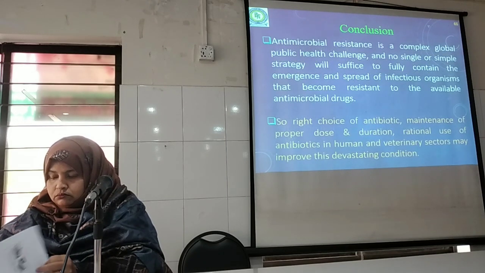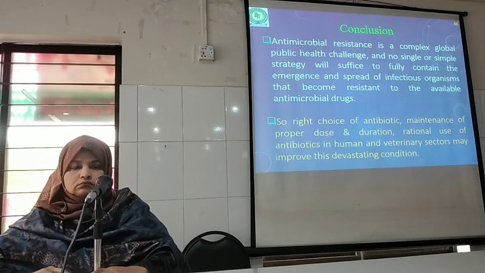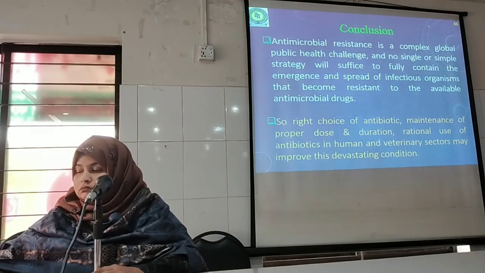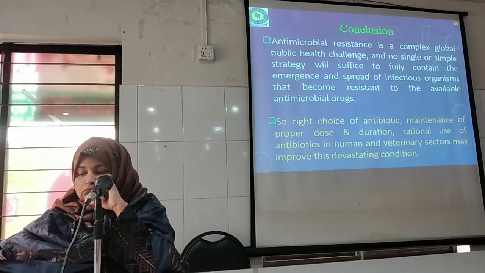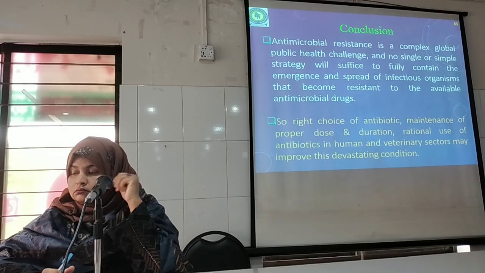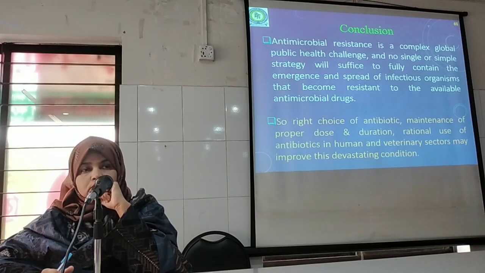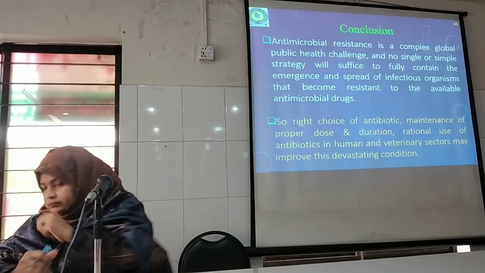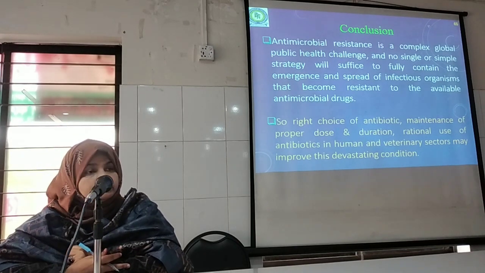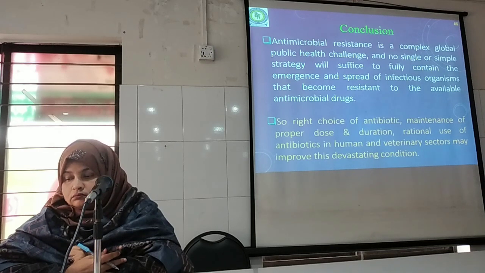Now conclusion. Antimicrobial resistance is a complex global public health challenge, and no single or simple strategy will suffice to contain the emergence and spread of infectious organisms that become resistant to the available antimicrobial drugs. So, the right choice of antibiotic, maintenance of proper dose and duration, and rational use of antibiotics in the human and veterinary sectors may improve this devastating condition.